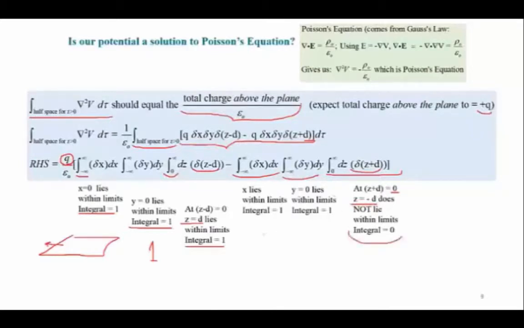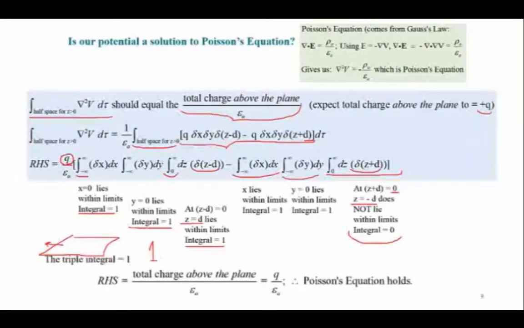The net result then is the right-hand side is q over epsilon naught, so we conclude that it is in fact equal to the total charge above the plane divided by epsilon 0, which is q over epsilon 0, so Poisson's equation holds. Now I realize this is lengthy, but this is the total picture of the image charge problem for the simplest case we know. Normally we don't go through this last step. We just assume that it holds. In other words, if the boundary conditions hold, then we're done.